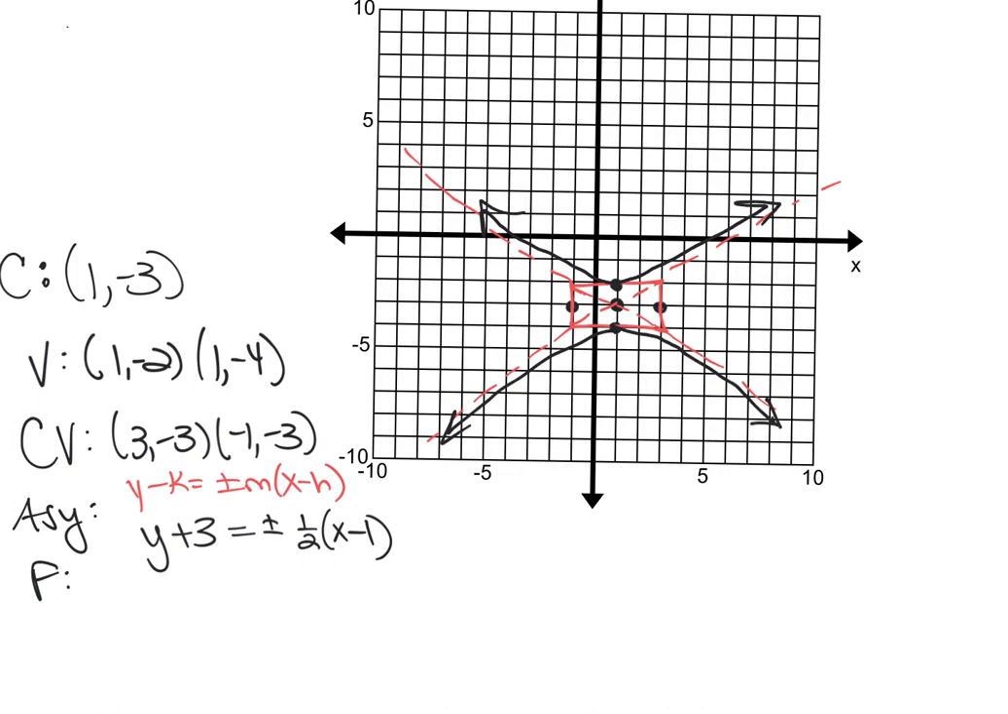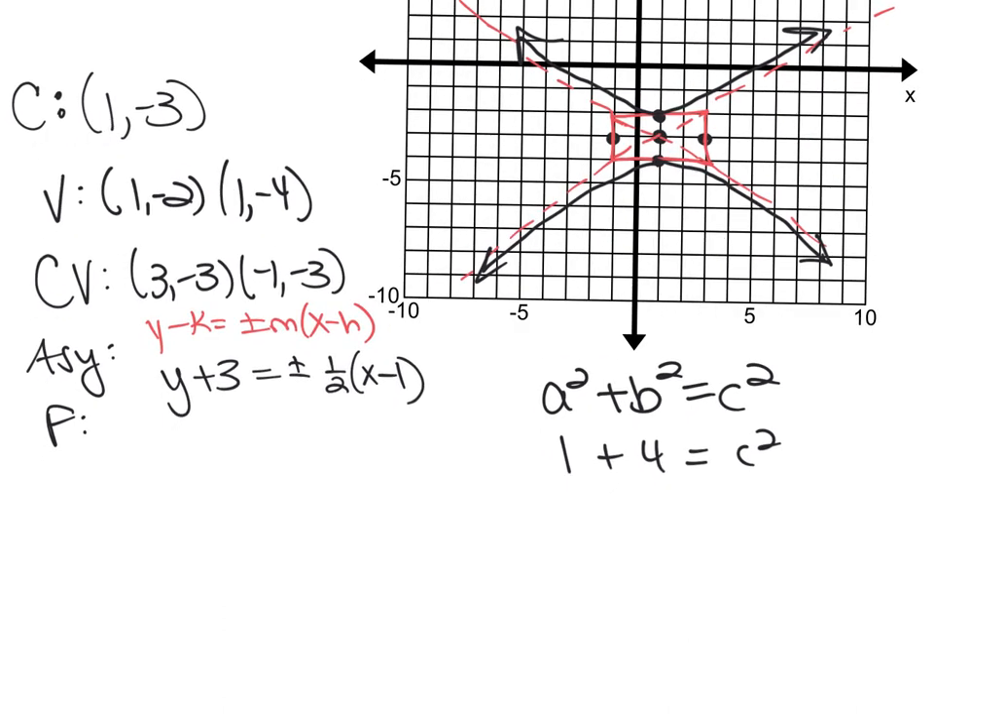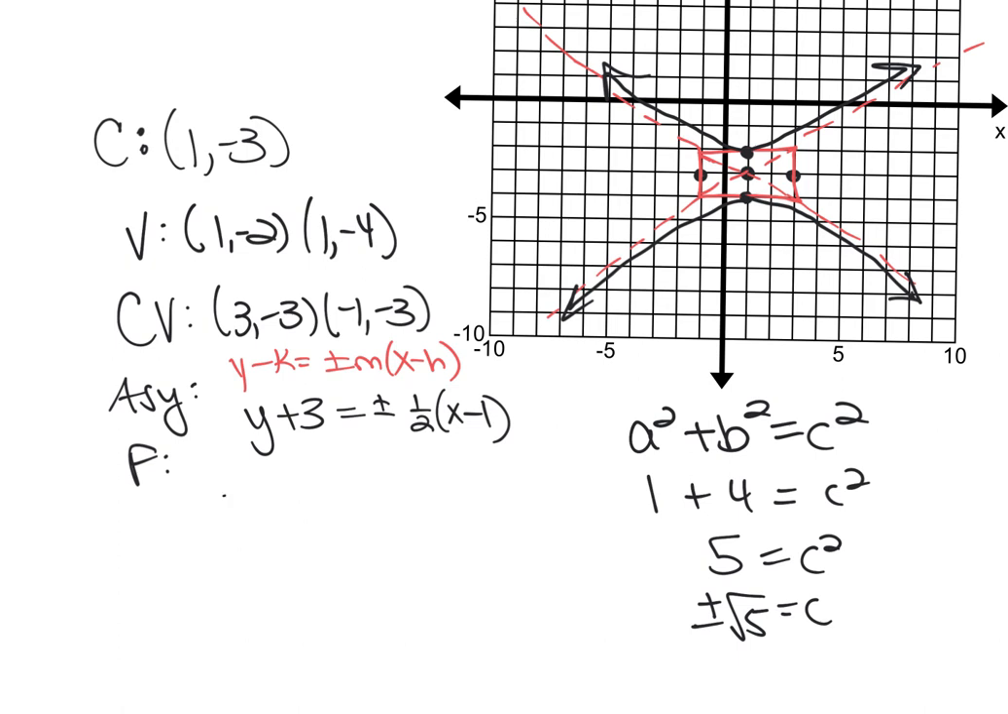And the last thing we need to do is find the foci. And we get the foci from a squared plus b squared is equal to c squared. So a squared we have is 1, b squared we have is 4, therefore c squared is going to equal 5, and c is going to equal plus or minus root 5. And we're root 5 up and root 5 down. So from the center, we're staying at 1 comma, and we're going up and down root 5 from negative 3, which is a little bit more than 2 units from the center. So 1, 2, and a little bit more.